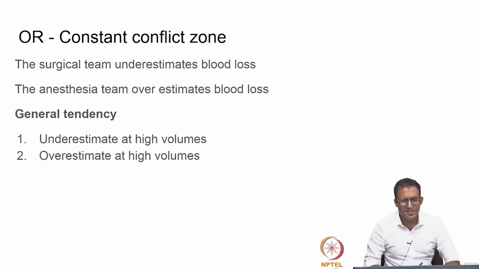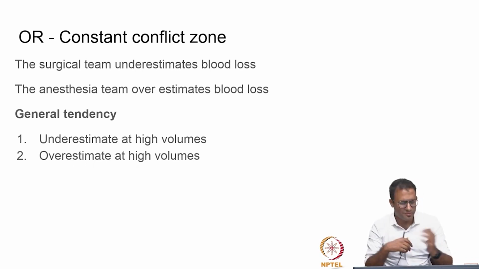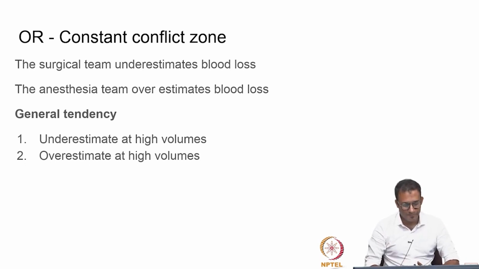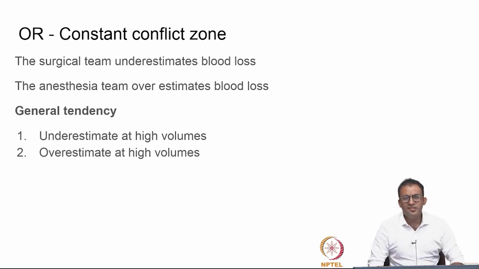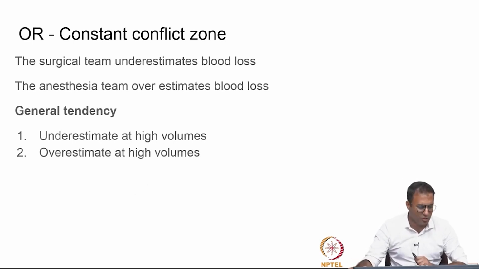So the OR is a very constant conflict zone where both of us are trying to just say. So the general tendency, this is through many scientific papers, is that blood loss is underestimated at high volumes and overestimated at low volumes.